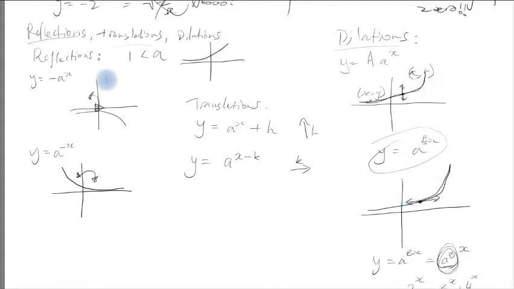Now, a couple of extra points about reflections, translations, and dilations. It's going to be about doing combinations of these things. So firstly, what happens if you do a combination of reflections? What happens if you've got y equals minus a to the power negative x?